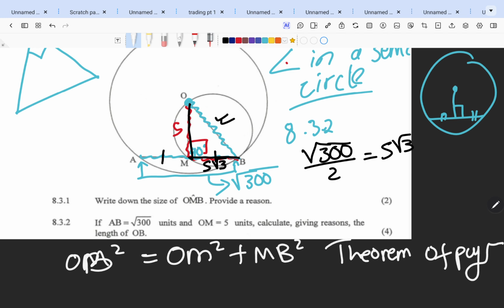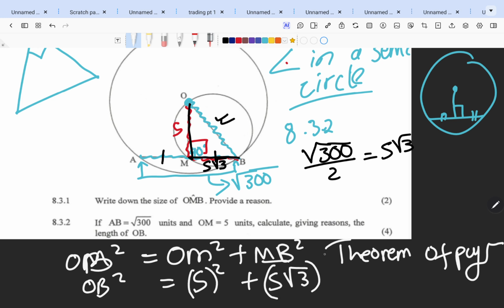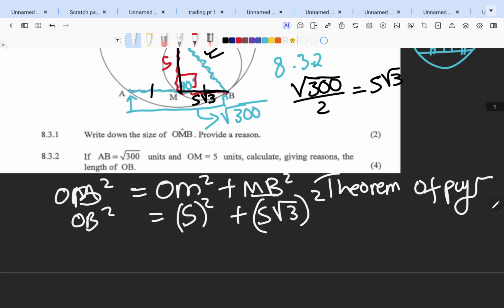So what is OB? We're looking for it. OB squared equals, and what is OM squared? OM is 5, so it's going to be 5 squared plus MB, and MB is 5 root 3. Remember to close the bracket, squared. And then after that you're just going to find OB, but let me firstly write down this one. I'm a human calculator, guys.